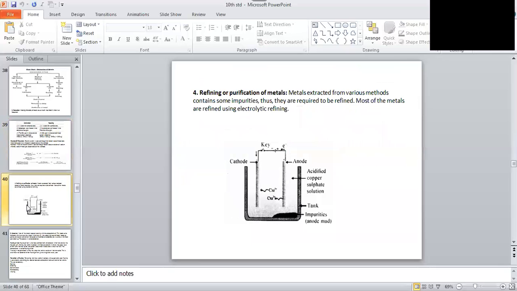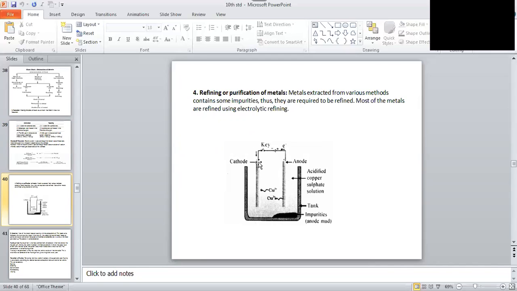The last step involved in the extraction of metal is the refining or purification of metals. When metal is extracted, it is not necessarily in the pure state. Therefore, we have to purify it. It is called refining. Metal extracted from various methods contains impurities and it is purified by electrolytic refining.